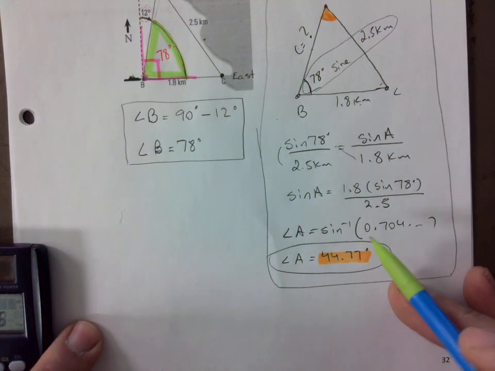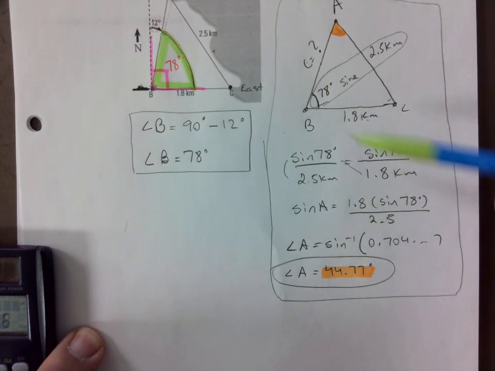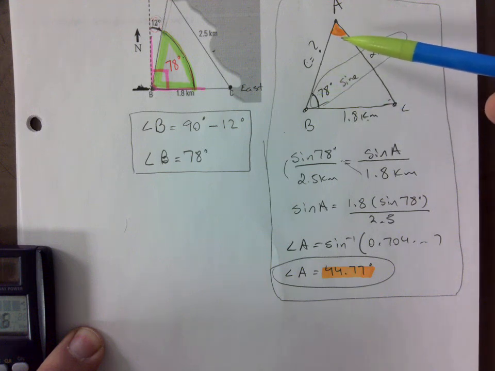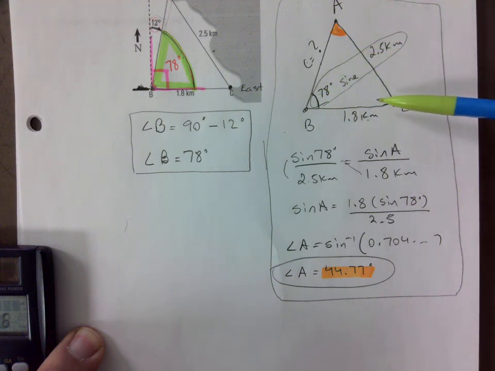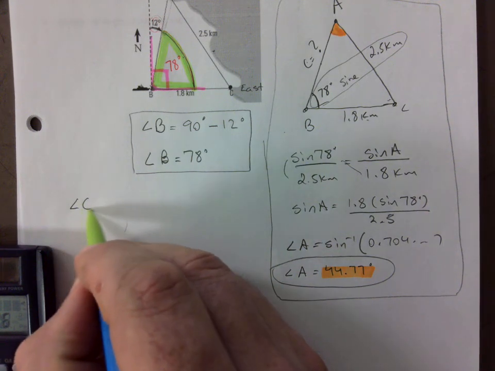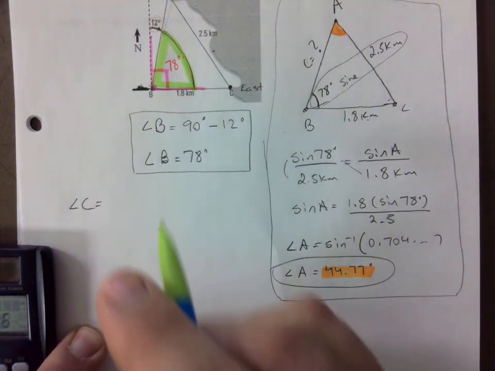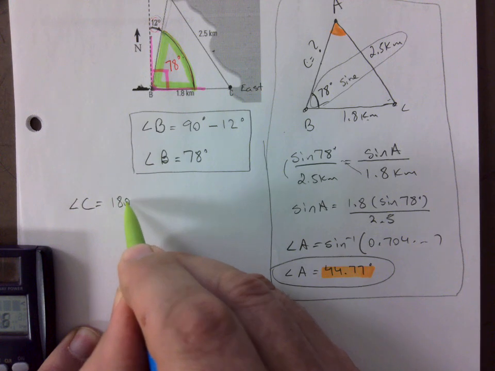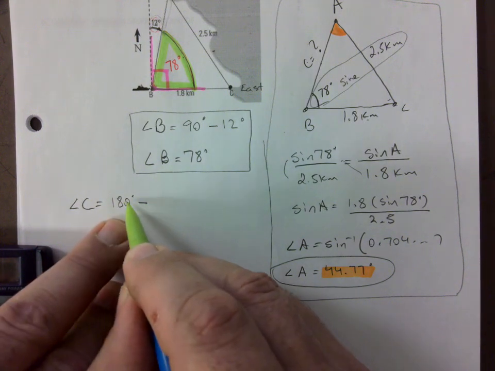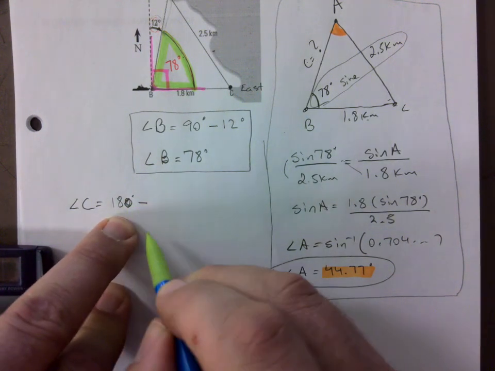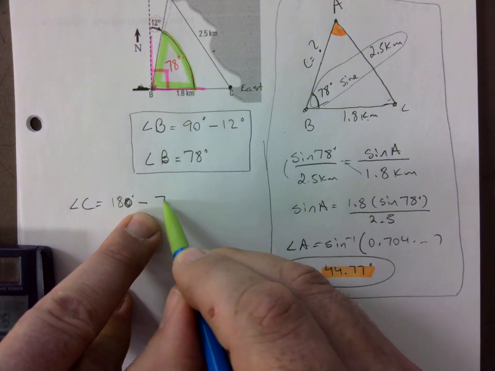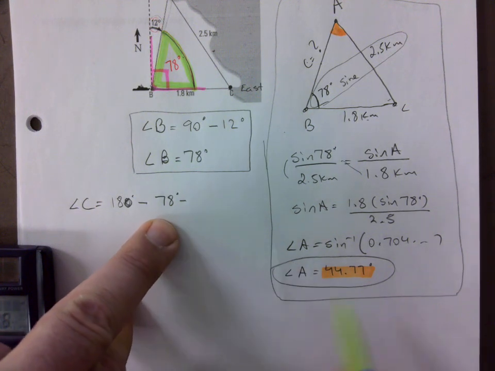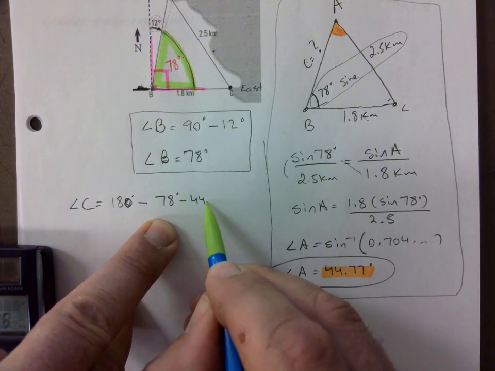So now what can I do? Now that I have two angles, just find this one, right? The sum of angles in a triangle is 180. So I'm going to go angle C. I don't know if you can tell, but that's probably the only thing that's changing, it's a few extra steps to get to the answer. That's it. So 180 minus 78 minus the one I just found.